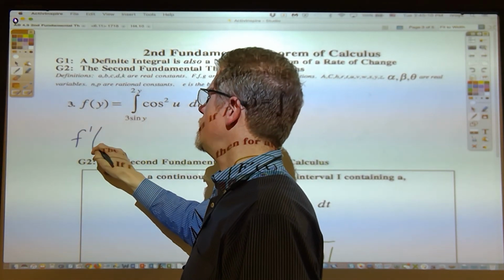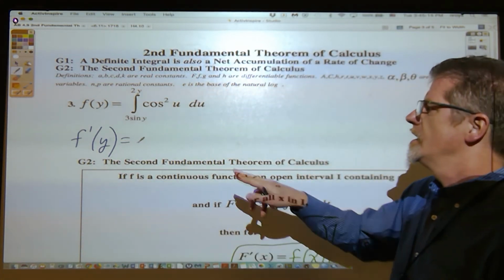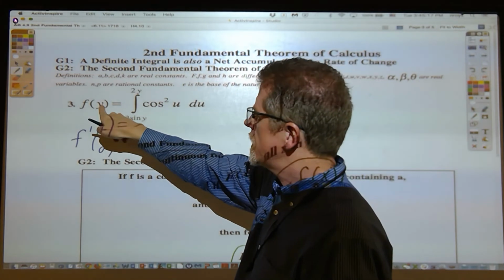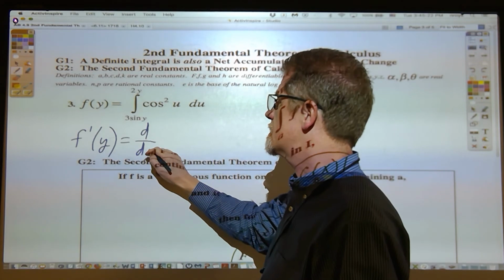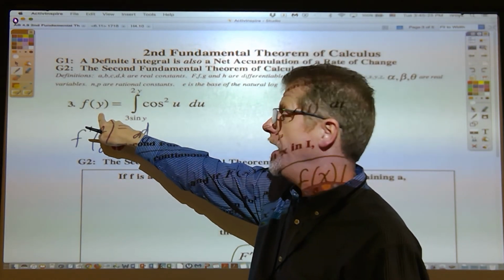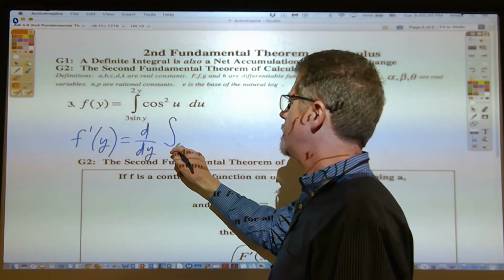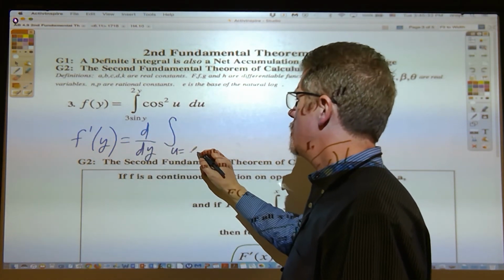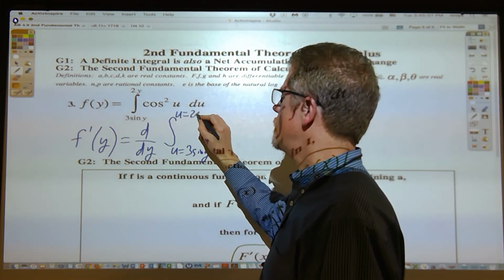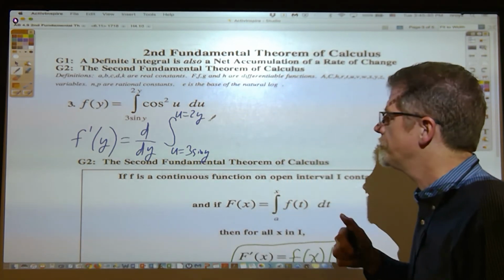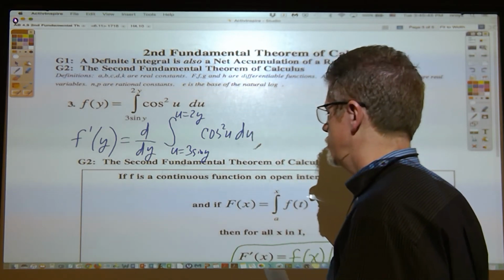If the question is, what is f prime of y? Then the answer is, take the derivative with respect to whatever this letter is. Before it was x, this time it's y. Take d dy of the definite integral from u equals 3 sine y all the way up to u equals 2y of cosine squared u du.